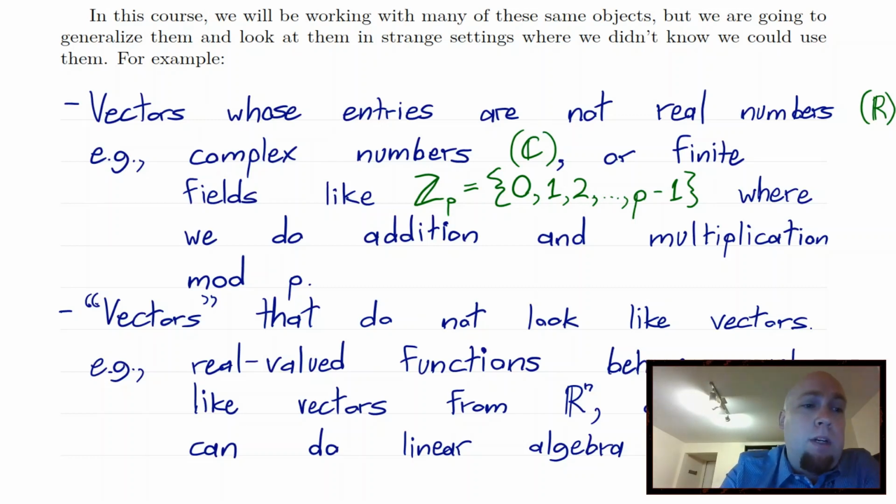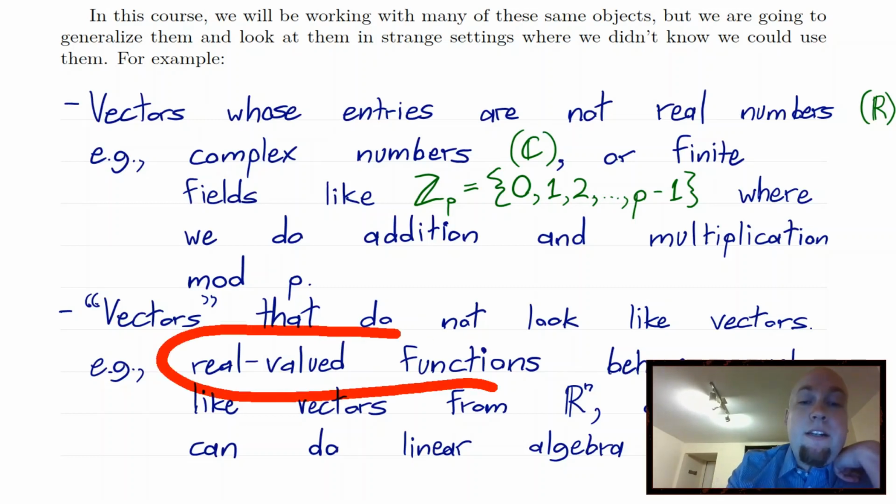Another, maybe even more exotic example is that you can do linear algebra on sets where the vectors don't actually even look like vectors at all. In other words, they're not lists of numbers. So for example, the set of real valued functions.